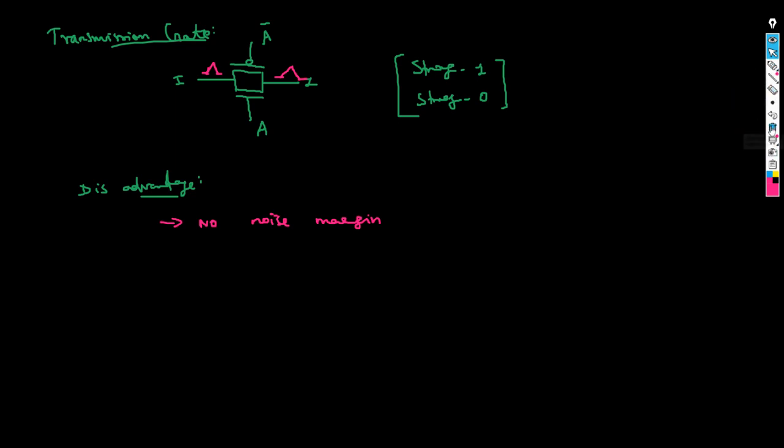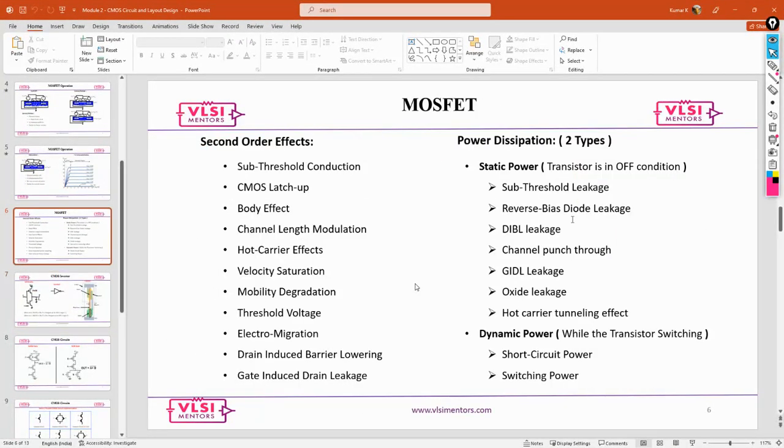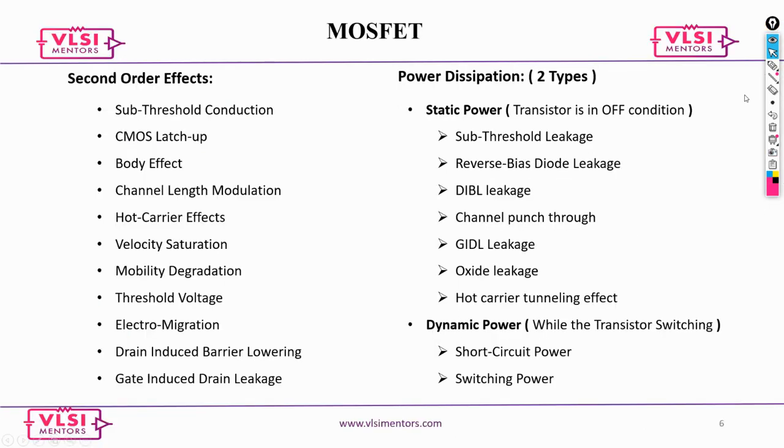Okay. Moving on to the main topic, the CMOS power dissipation. There are two types of power when it comes to CMOS power dissipation. The first one we call the static power. When you say static power, the transistor is in the off condition. And then there is something called dynamic power, which is the power that is consumed during the switching.